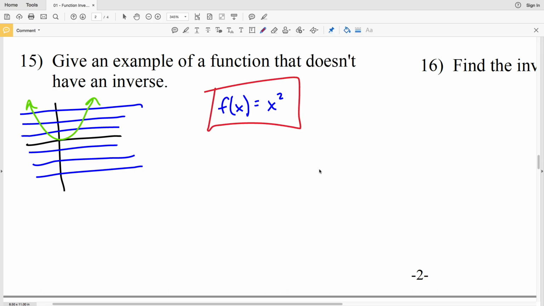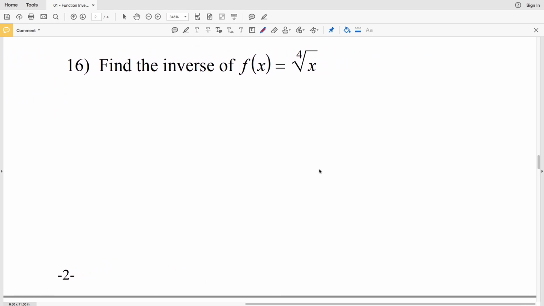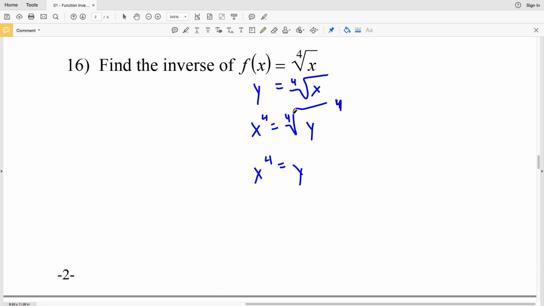Now continuing on to number 16. It says find the inverse of f of x, the fourth root of x. So what we're going to do, we have y equal to the fourth root of x. Now we'll switch x and y. x equals the fourth root of y. But now we need to isolate y, so we'll raise everything to the fourth in order to cancel out that fourth root. So we have x to the fourth equal to y. So in function notation, we will have the inverse function f of x equal to x to the fourth.